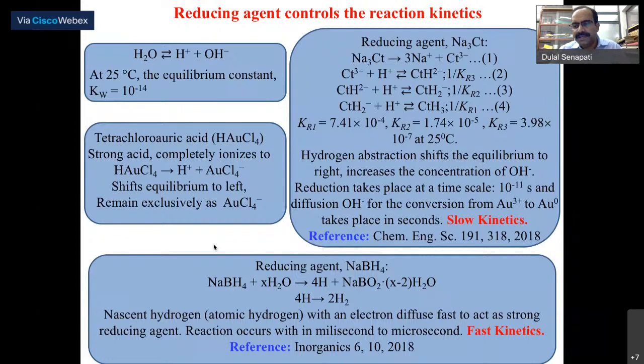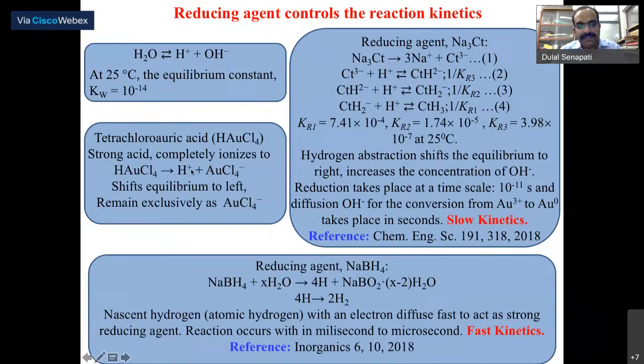we are trying to synthesize some nanoparticles of gold. Generally we take the precursor as gold chloride, or auric chloride, which is HAuCl4. This is a salt. As soon as it goes into the water, it dissociates into H+ and AuCl4-. Now think about that, this is a salt. So in the solution, it will automatically dissociate into H+ and AuCl4-.